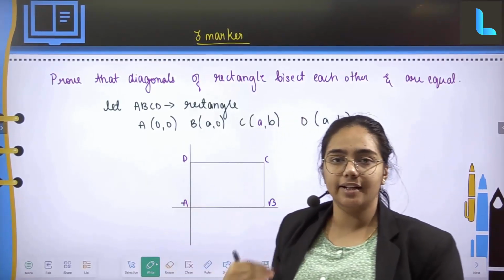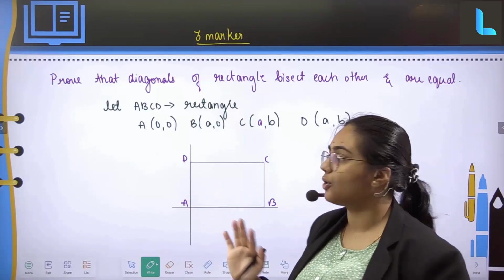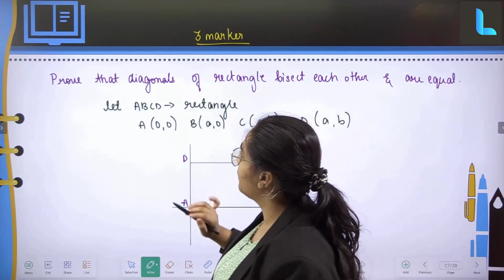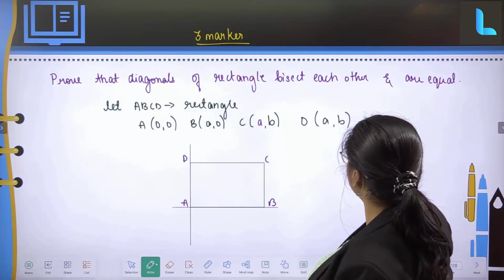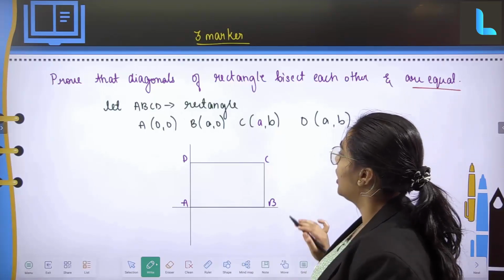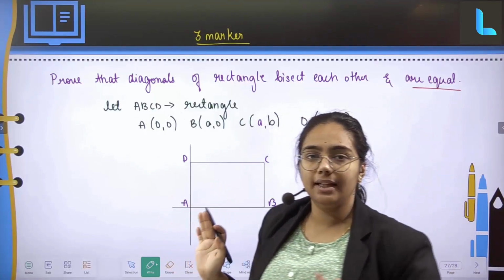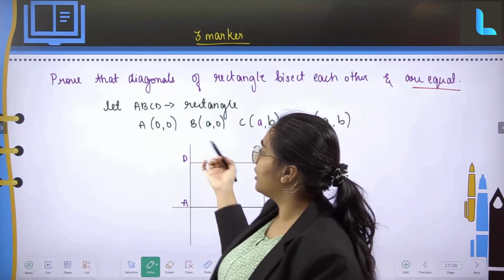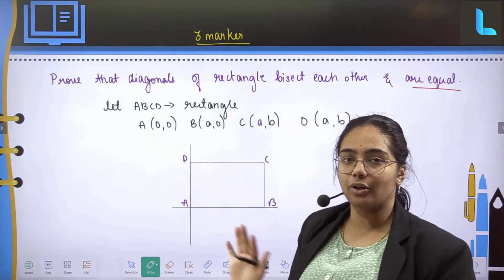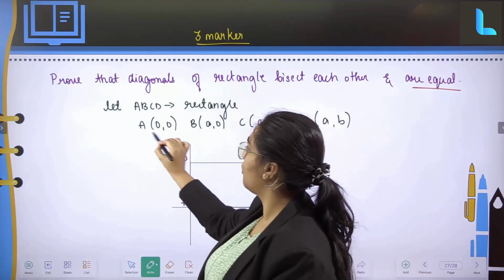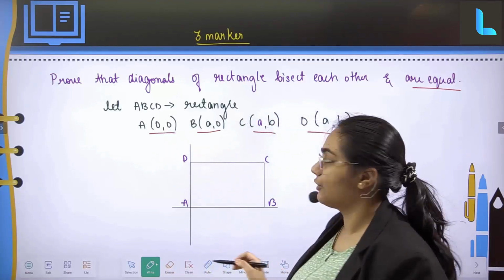Next question. So from here, we'll see a 3-marker question. Quickly, we will not solve each and every step, but we'll just understand how to solve this basically. So prove that the diagonals of a rectangle bisect each other and are equal. So once we consider this ABCD, they have not given you the vertices or anything. So you are free to assume whatever vertices you wish for.